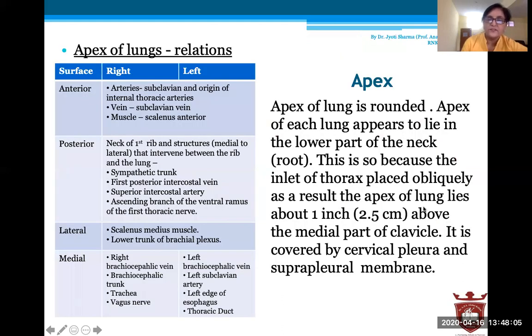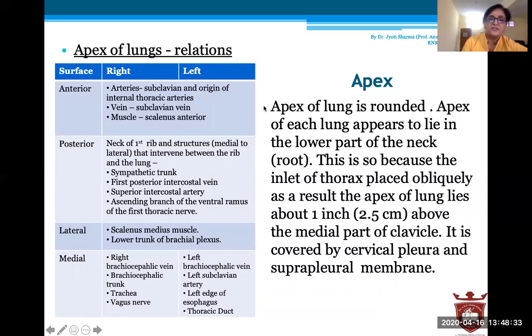Now we see the features in detail. First of all, the apex. The apex of lung is rounded. Apex of each lung appears to lie in the lower part of neck, that is called the root of neck. It is also because the inlet of thorax is placed obliquely. As a result, the apex of lung lies about 1 inch, 2.5 centimeter, above the medial part of clavicle. It is covered by cervical pleura and suprapleural membrane.